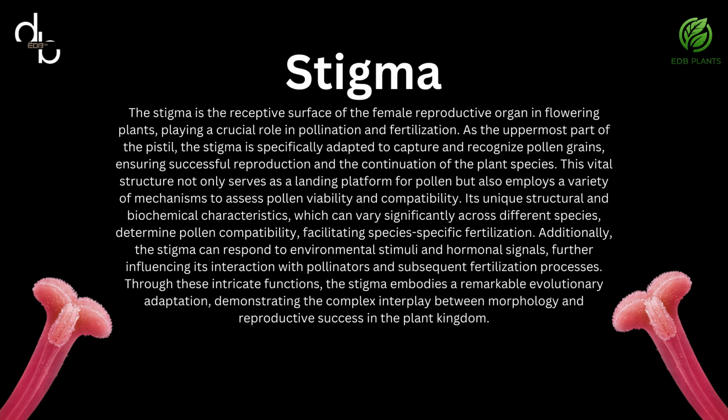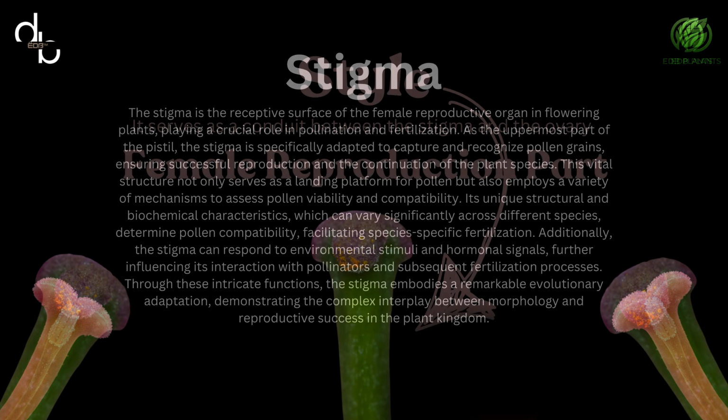Additionally, the stigma can respond to environmental stimuli and hormonal signals, further influencing its interaction with pollinators and subsequent fertilization processes. Through these intricate functions, the stigma embodies a remarkable evolutionary adaptation, demonstrating the complex interplay between morphology and reproductive success in the plant kingdom.